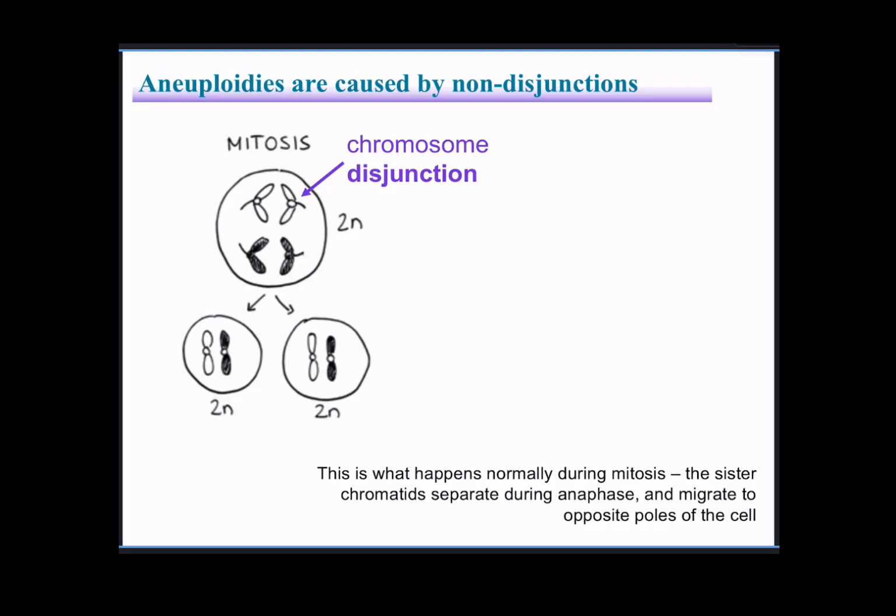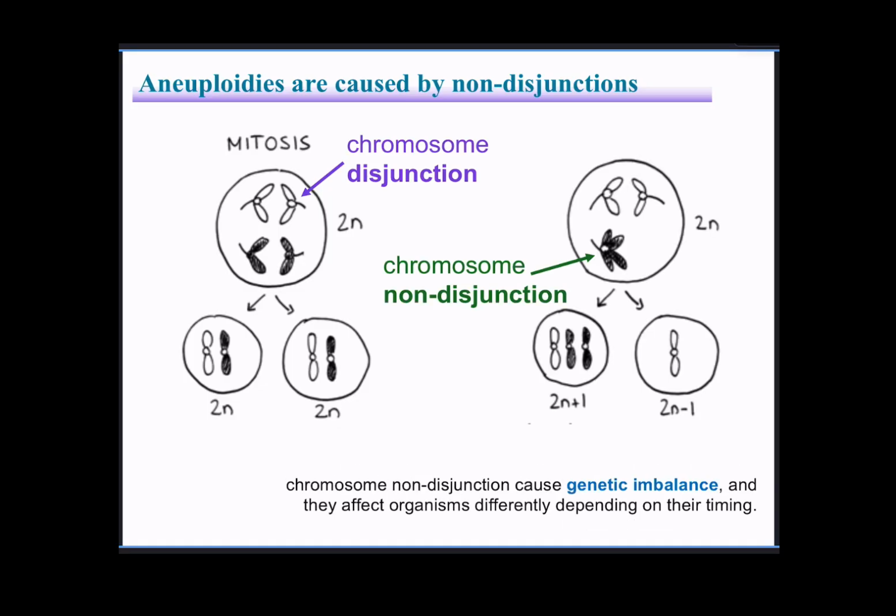So during normal mitosis, the sister chromatids separate, and each of the sister chromatids migrates to a different pole of the cell and will end up in one of the daughter cells. Now, this is what we call chromosome disjunction. Disjunction is sort of a fancy term to say separation, right? So it's chromosome disjunction. This is what happens normally. When there's chromosome non-disjunction, that separation of the sister chromatids fails. For one or more of the chromosomes, it just fails.